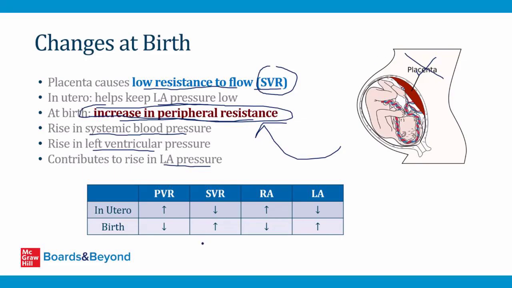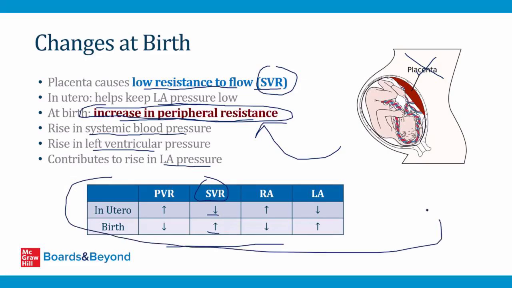So now if you look at the bottom of the screen, I've added to the chart from the last slide the systemic vascular resistance. That goes from low in utero due to the placenta being present to high after birth due to the placenta going away. Once again, these changes right here are super high yield for you to understand for your step 1 exam. And that concludes our module on cardiac embryology.